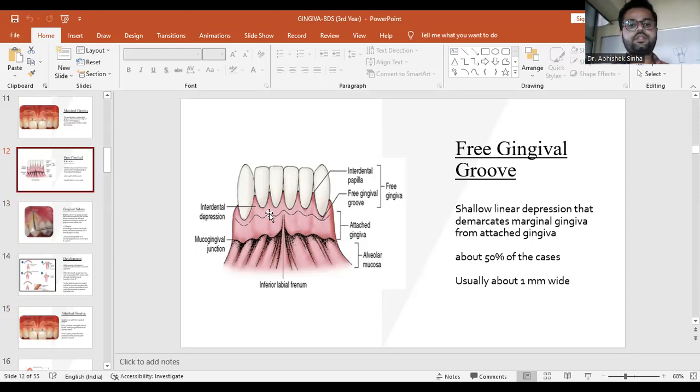Don't confuse marginal gingiva and free gingival groove. Though the wavy patterns are the same, as I said, it is seen only in 50% of the cases. Hence, this is just a landmark to differentiate between marginal and attached gingiva. It will be like a depression, like a groove.